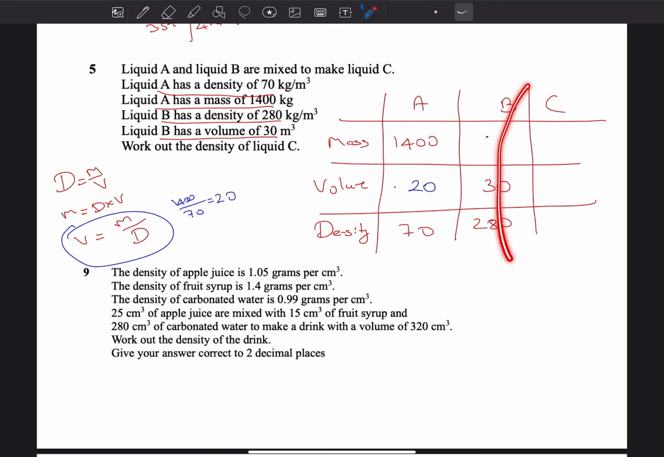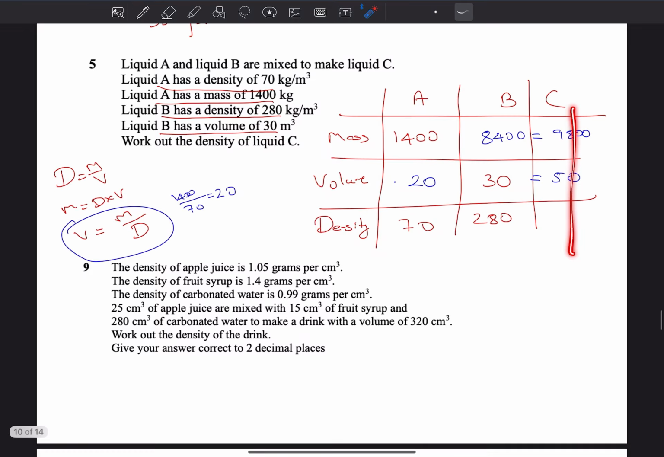Next one, you want mass on this column. Mass is density times volume, 30 times 280, which is 8,400. Remember you're allowed to add masses together, that's 9,800. You're also allowed to add the volumes, that's 50. You're not allowed to add density, remember, you got to do the column now. 9,800, density is mass divided by volume, which is 196. So what do they want? Density of C. The answer is 196. Simple.